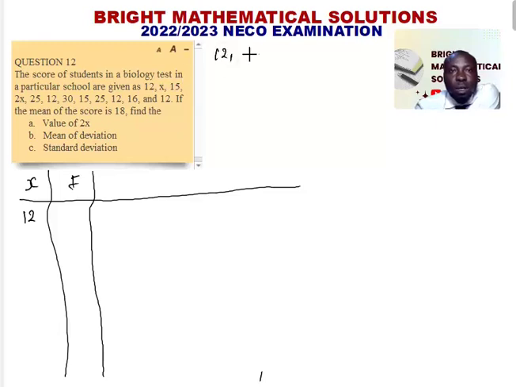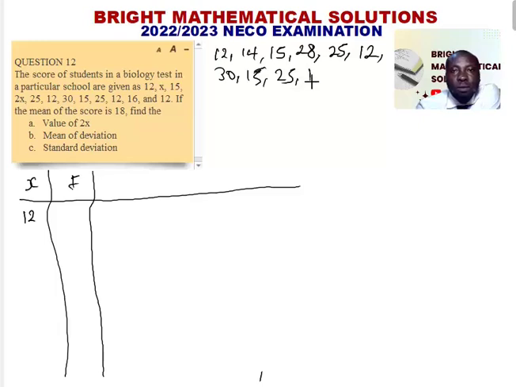12, x is 14, we have 15, we have 2x, which is 28, we have 25, we have 12, we have 30, we have 15, 25, we have 12, we have 16. So we have 12, how many times? 1, 2, 3, 4. So that is 4.